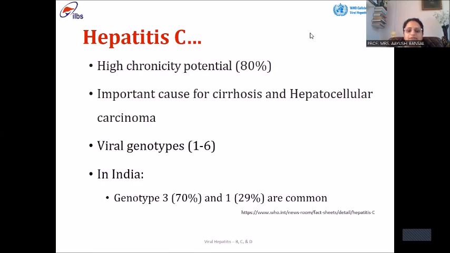Viral genotypes 1 to 6, like 1, 2, 3, 4, 5, 6. In India, genotypes 3 and 1 are common. Genotype 3 is the most common, about 70%, and genotype 1 is only 29%.